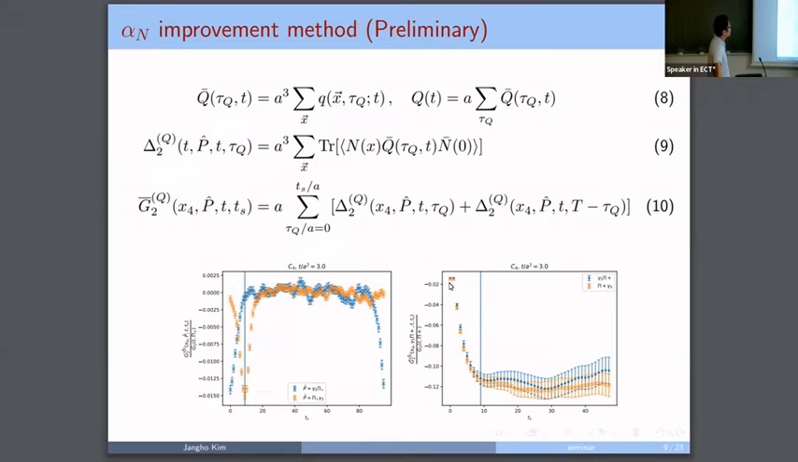So this is the accumulation plot. As you can see, here is the summation window, and after that it gives the same results within the error. But here the error is very small, and here the error is very big. So we took this value for our simulation.